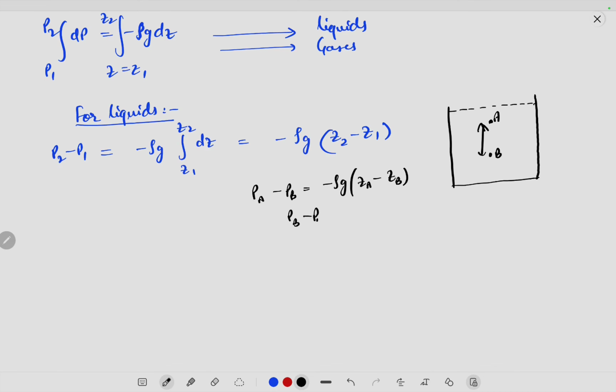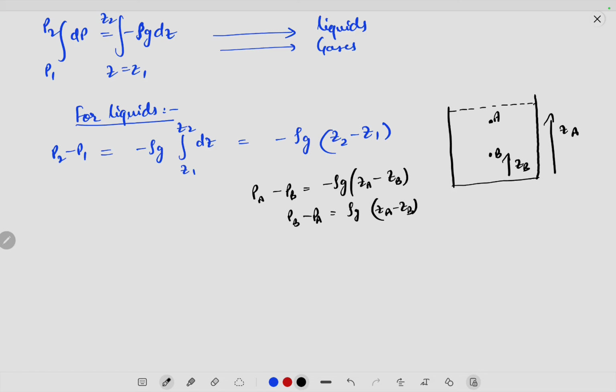Or we can write PB minus PA equal to rho g times ZB minus ZA. And let's say this ZB minus ZA, since negative sign I have sent here, this will again be ZA minus ZB. And now let's say this A, or before that let's try to understand this expression. So this tells you that when you go deeper and deeper inside the fluid, the pressure will increase.